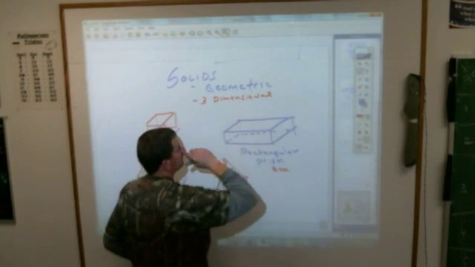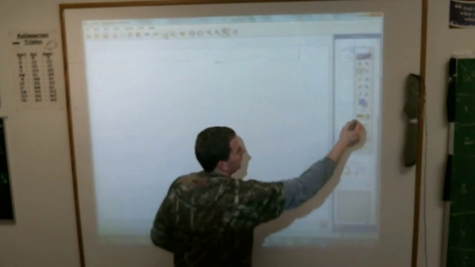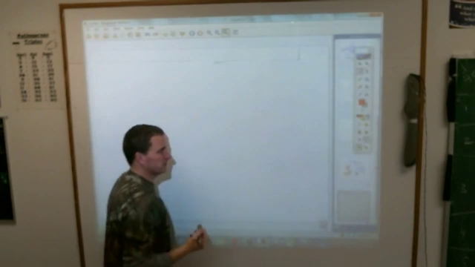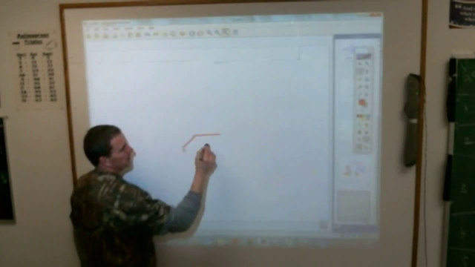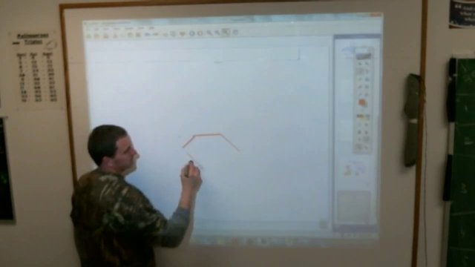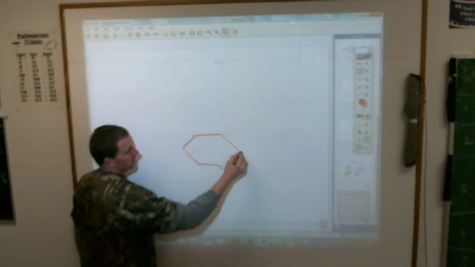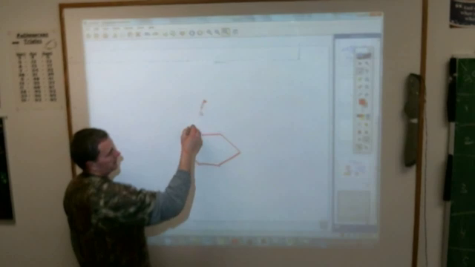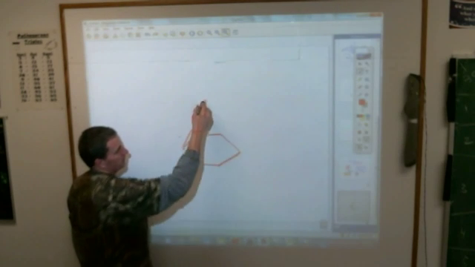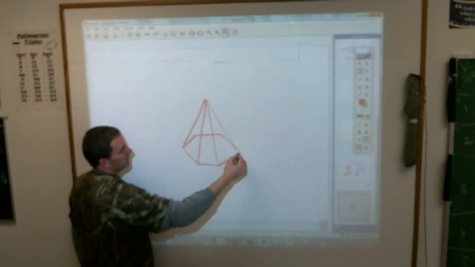You can draw a pyramid with any base. For example, a hexagonal pyramid would look like this. You'd start with a hexagon. You have to think a little three-dimensional here. Put your point up there, and then you have to connect that point to every other point.